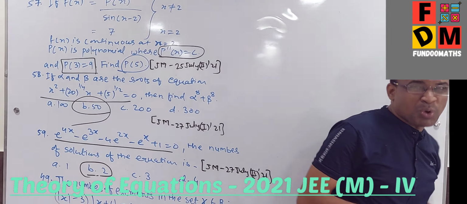The number of elements in the set, x belongs to real numbers, is... I hope you can see this. So I am just writing the 49th question of 16 March, first shift, 2021: mod of x minus 3 into mod of x plus 4 is equal to 6. That is your question. Now just check out what I am saying.